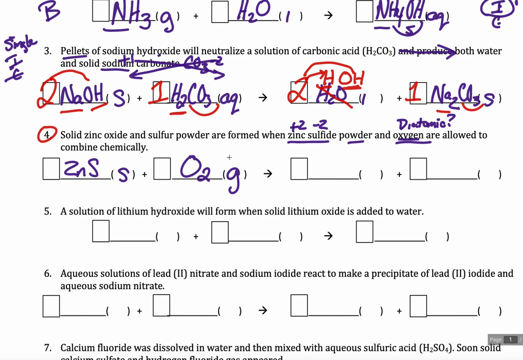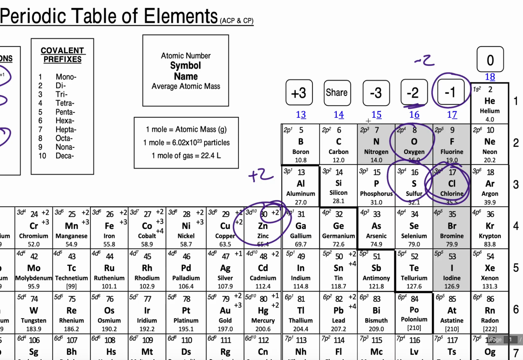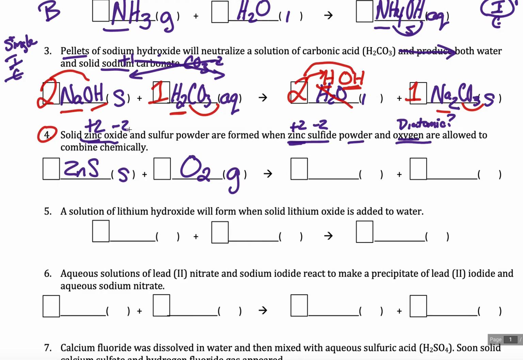Now I have to worry about the products. Solid zinc oxide and sulfur powder are formed. So this is my first one I'm going to deal with. Is it a single element, ionic or covalent? Well, it's not a single element. It is ionic because it has a metal, zinc, and we don't see prefixes, so it can't be covalent. So it's ionic. If it's ionic, I got to deal with charges. So zinc plus 2. We know that because we looked it up over here. Oxide is oxygen. What's the charge on oxygen? -2. So again, zinc and oxygen make a 1-to-1 charge, so we write one of each.